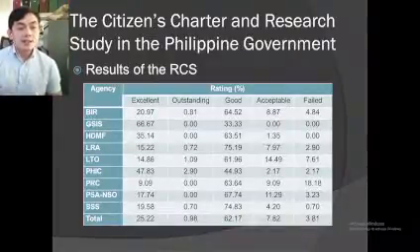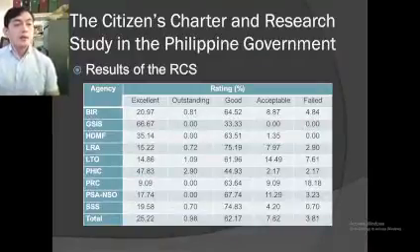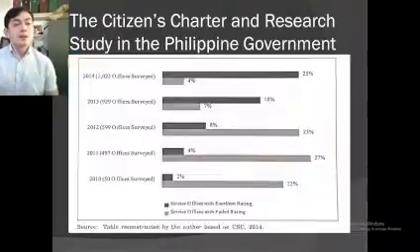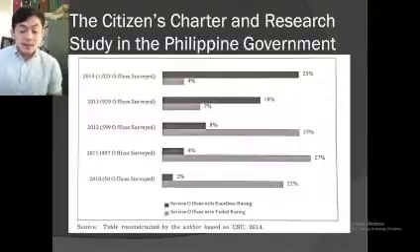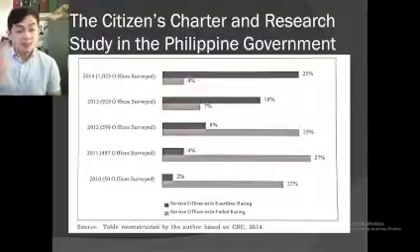This is the data that I am talking about. Based on the results, the Citizens Charter studied the government. As shown in the table, there is a positive improvement in the frontline service delivery performance, with excellent ratings increasing and failed ratings steadily decreasing from 2010 to 2014.